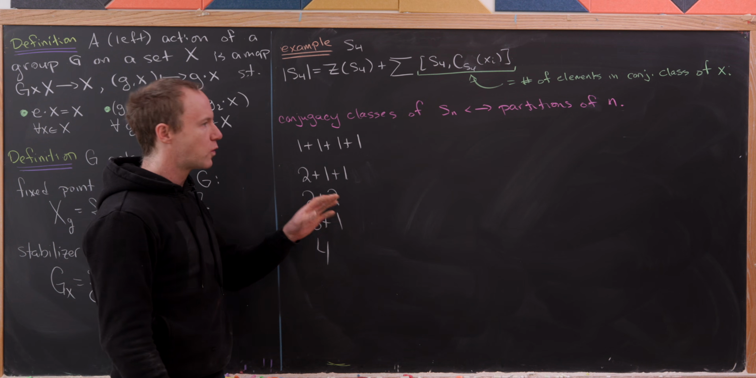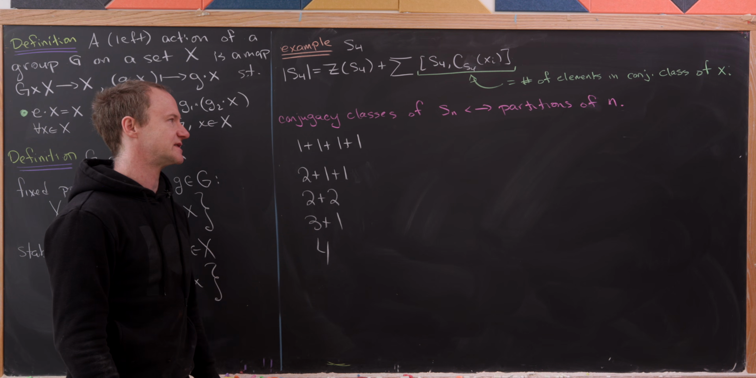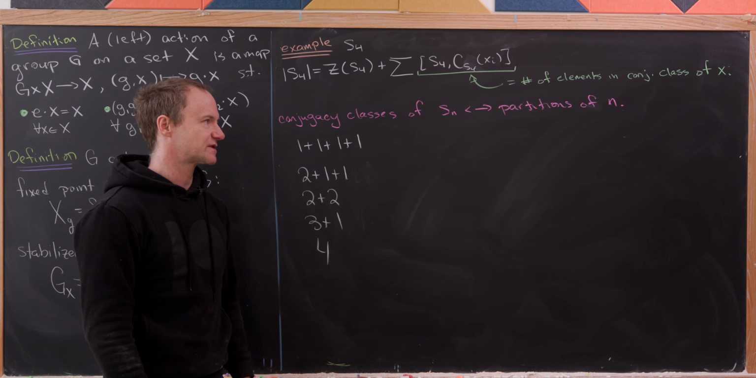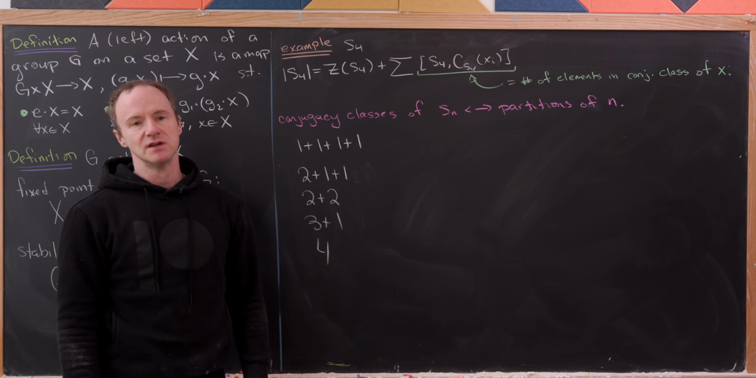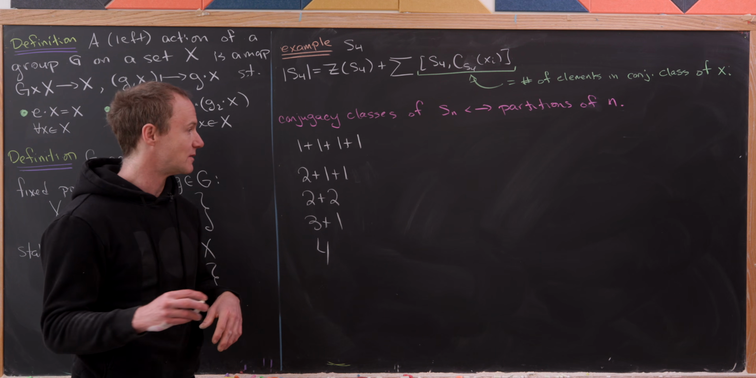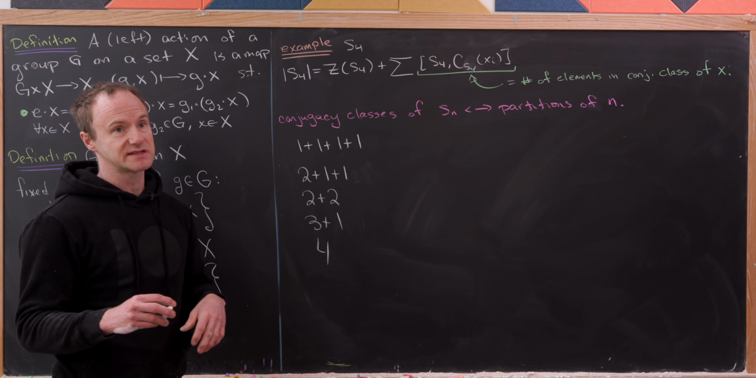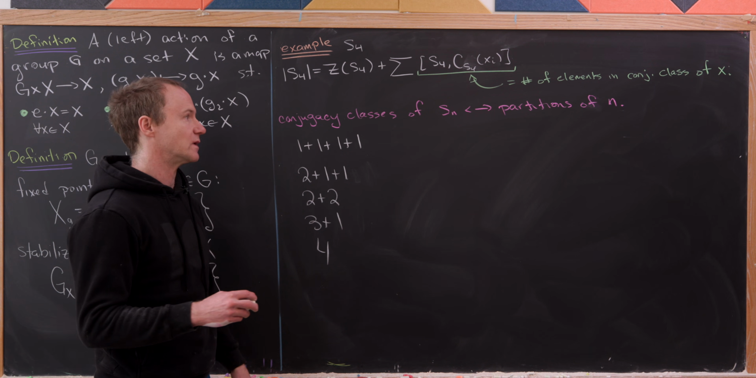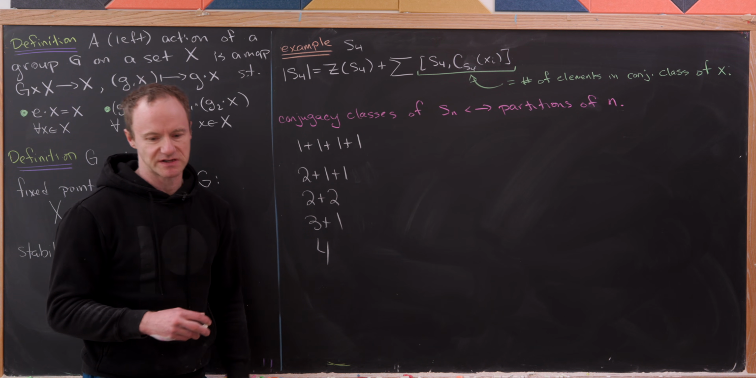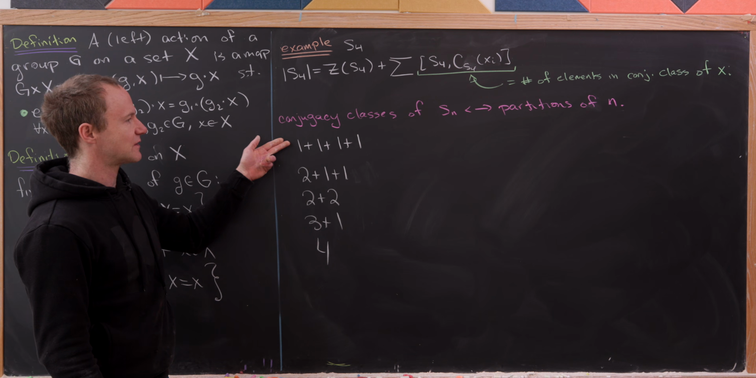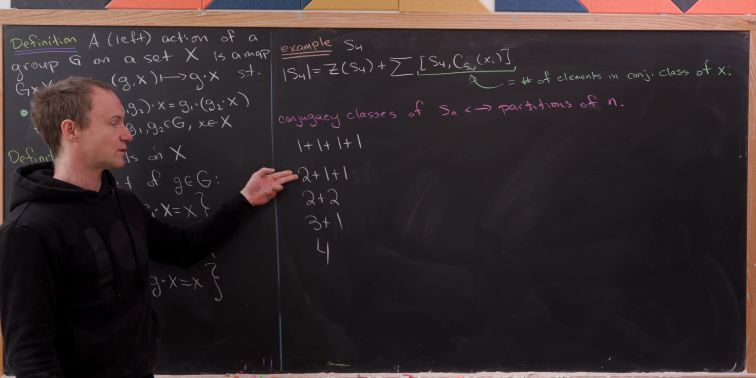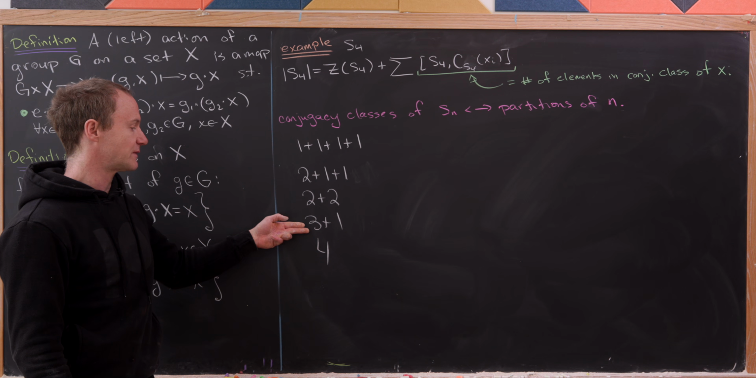Now, here's a quick description of how to write down the conjugacy classes for S_n in general. They are in one-to-one correspondence with the partitions of n. The partitions of n are simply ways of writing n as an addition problem with non-increasing natural numbers, if you will. So here are all of the partitions of 4. You can look up integer partitions if you want to see more of this. So observe that 4 can be written as 1 plus 1 plus 1 plus 1. It can be written as 2 plus 1 plus 1, 2 plus 2, 3 plus 1, and 4.